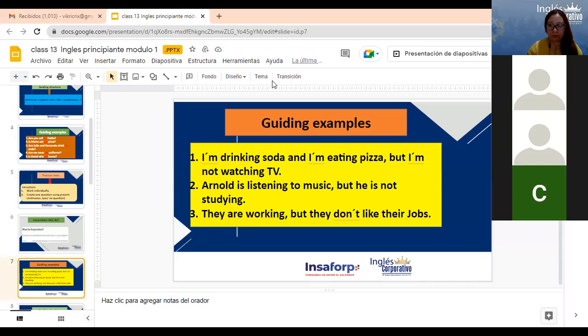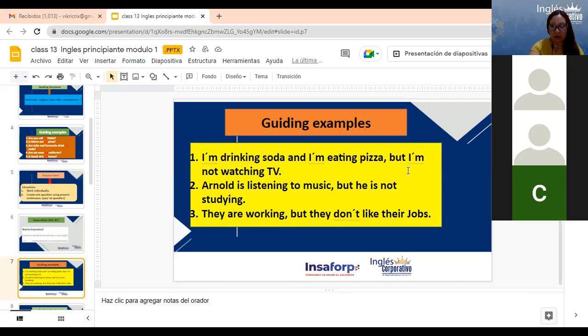Sara ya me dio sus oraciones. I am walking with my dog every day, but I am not running. Okay, perfect. ¿Y la siguiente, Sara? Solo una había hecho. Ah, copiándole a Alexa también, ¿verdad?